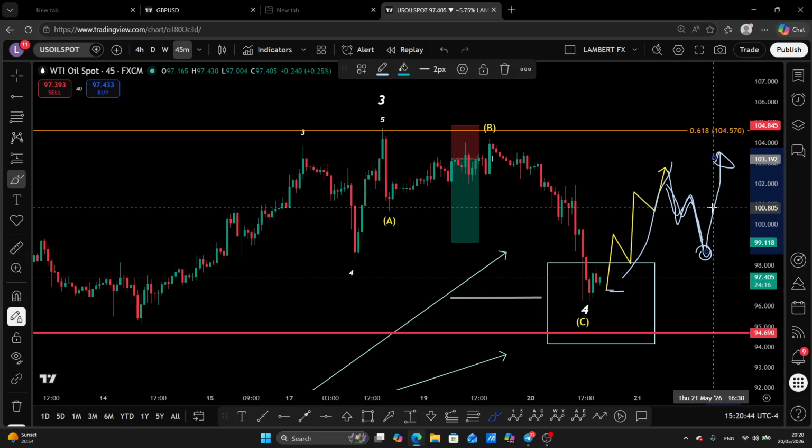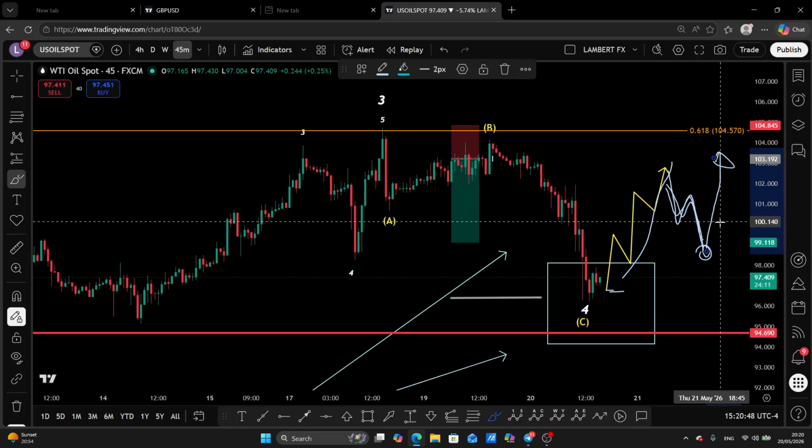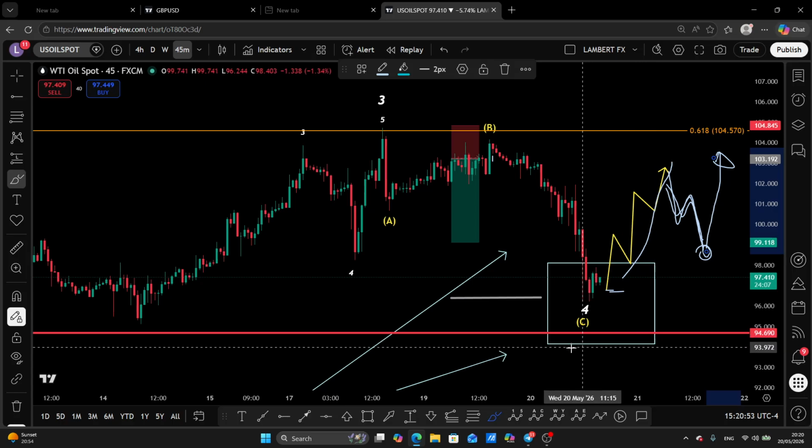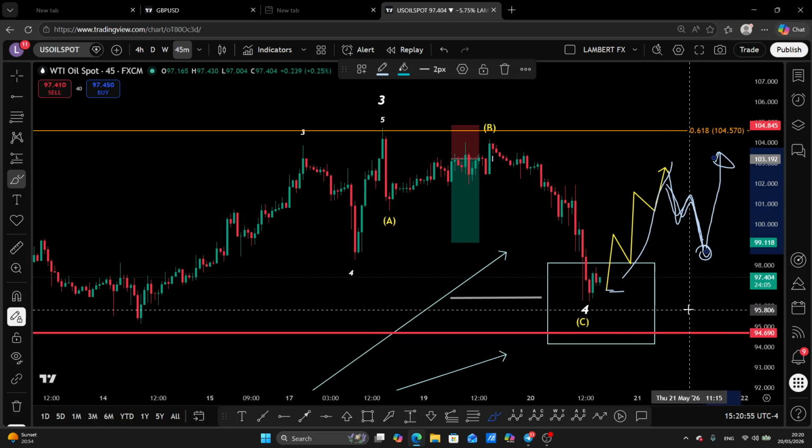Let's see what happens. All the best, and remember you have a stop loss for a reason. Stops go below this box here, basically.